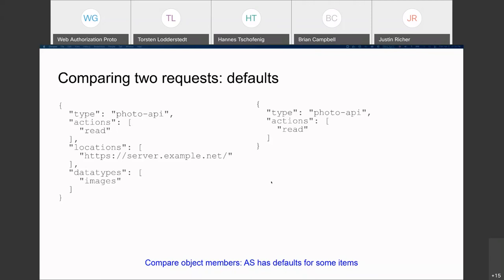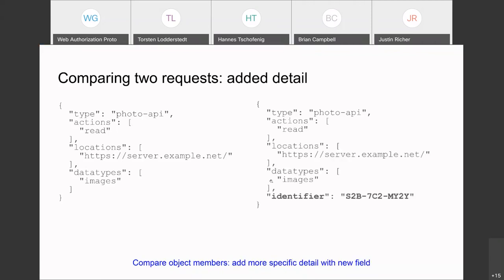Next slide, please. We can also have similarly something with an additional piece of detail added along. So in this strawman example, I'm now asking for not just any photo API, but a very specific photo or collection of photos or something that an identifier points to. Whereas before I had access to everything at that server, and now I'm asking for more stuff. There is more stuff in that object, but I'm being more specific. So it's actually a lesser set of access than previously done.